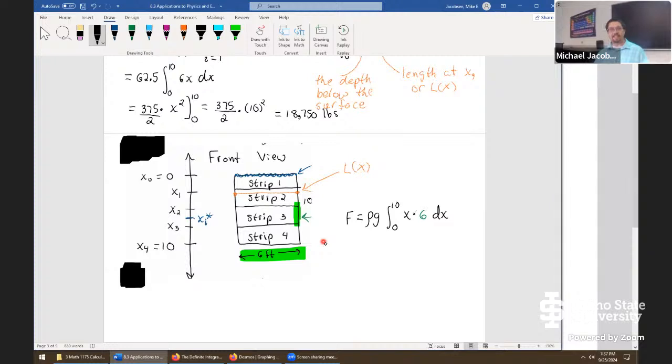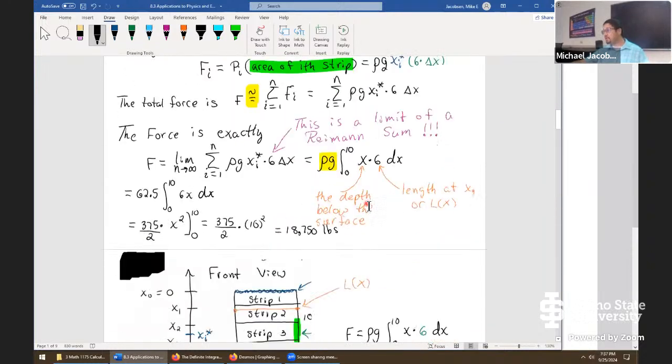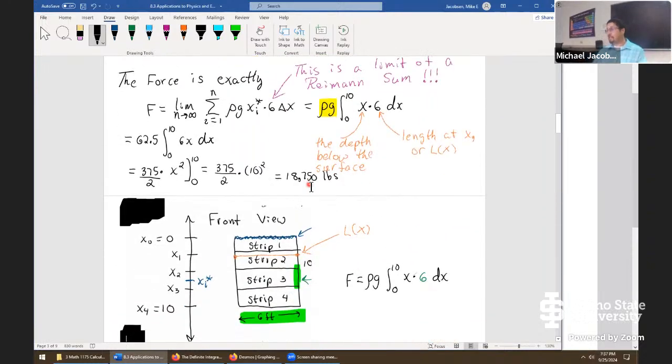Okay, so either way we look at it, a limit of Riemann sum, or just jump directly into the definite integral, that's the total amount of force being experienced by the front of the fish tank, 18,750 pounds. Not as much as the force on the bottom of the tank. That one was 52,500 pounds, because that's the total weight of the water acting on the bottom. This weight on the front of the plate, again, we're adding up total amount of force, where the force is low here, and it just gets higher and higher and higher. Through integration, that becomes the total force.